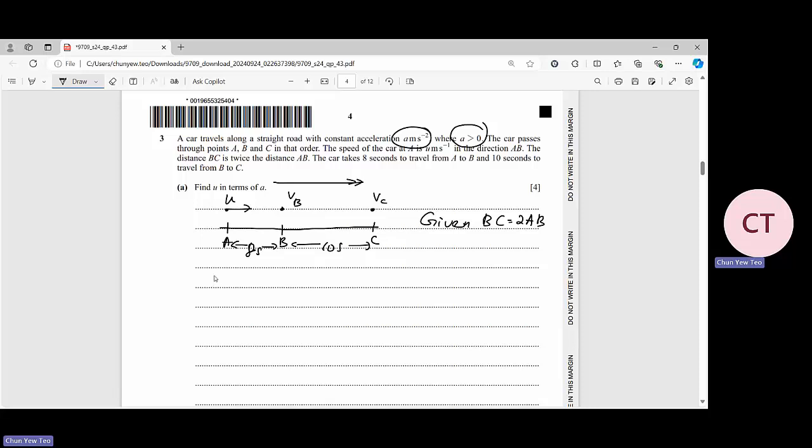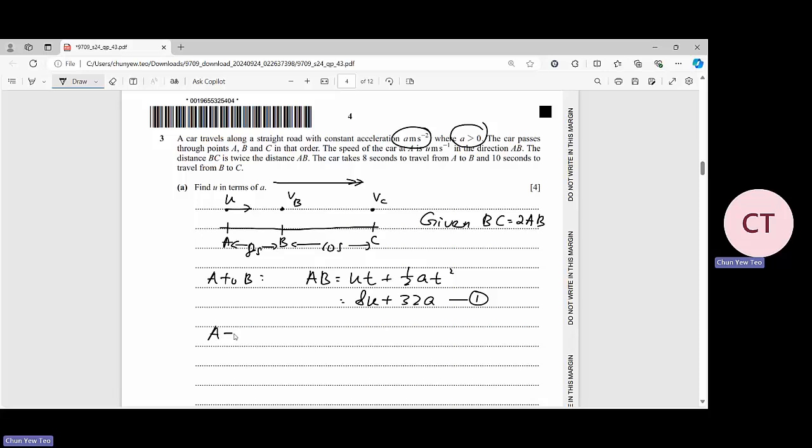Okay, so we just say that consider the case of A to B. For A to B, the distance AB is equal to ut plus half at squared. We do not know the u, but we know that it will take x seconds. So AB equals xu plus 32a. That is AB, number 1.